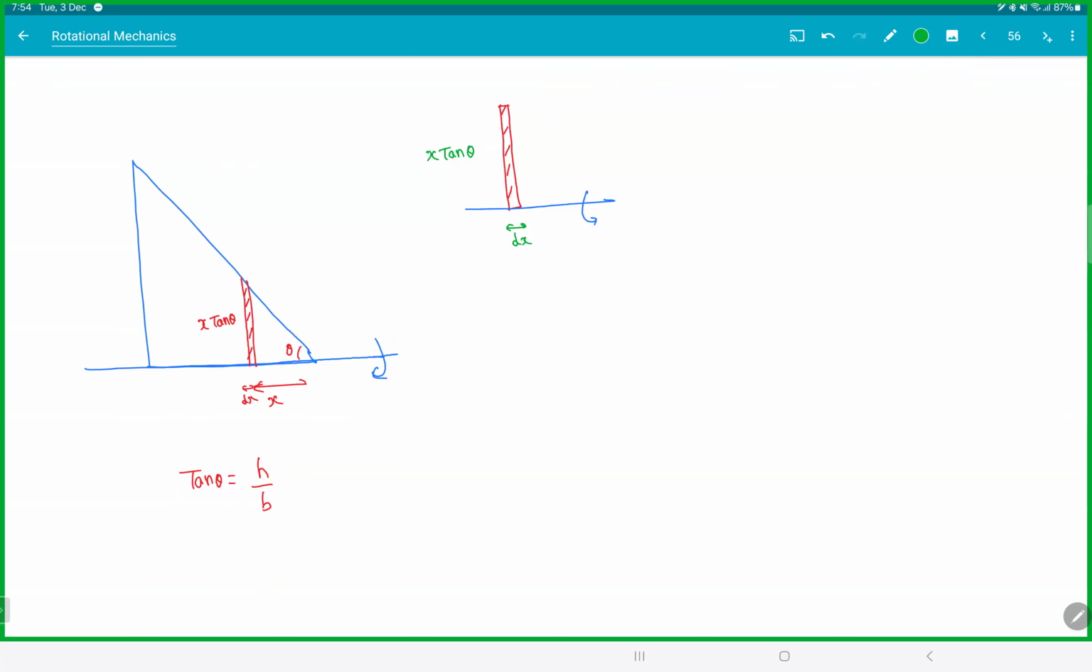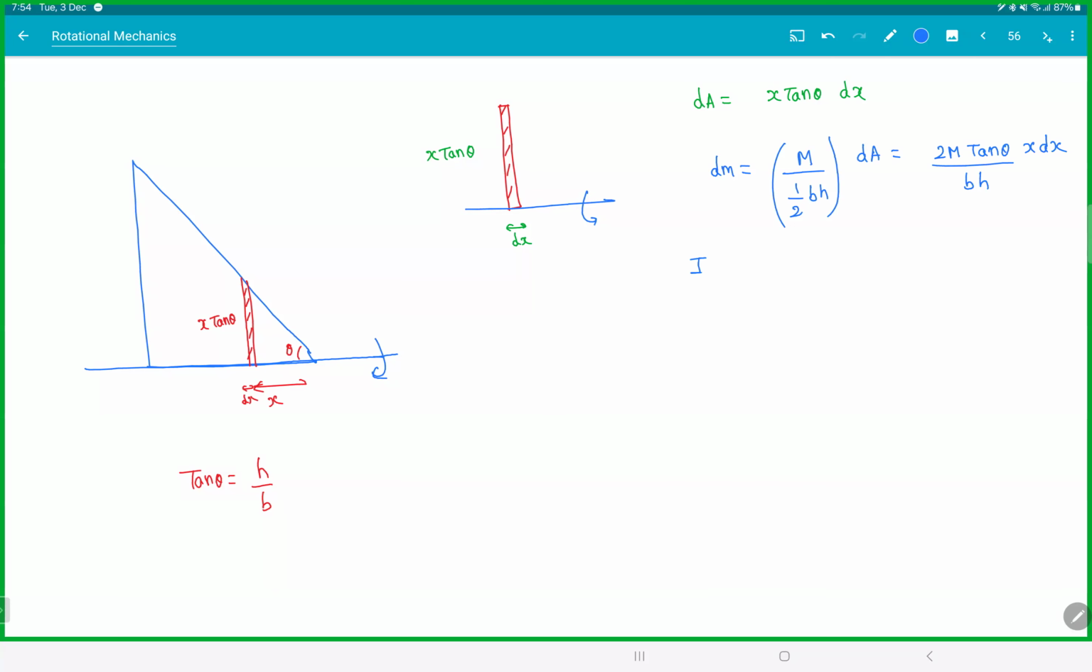Okay, that is right then. So the area of this thing will be length into breadth, which is x tan theta into dx. So for this small piece, what is the mass? Total mass of the triangle by area of the triangle, which is (1/2)bh. This is the surface density into dA. So this will be 2m tan theta x dx by bh.